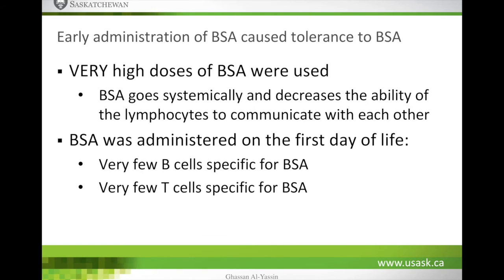First, let's talk about why early administration of BSA causes tolerance in rabbits. Since BSA was given in very high doses, the BSA disseminates throughout the body. This will decrease the ability of the lymphocytes specific for BSA to communicate with each other to establish quorum. Also, since the BSA was given early in life, the rabbit wouldn't have many lymphocytes specific for BSA. This makes it easier to establish tolerance to BSA.